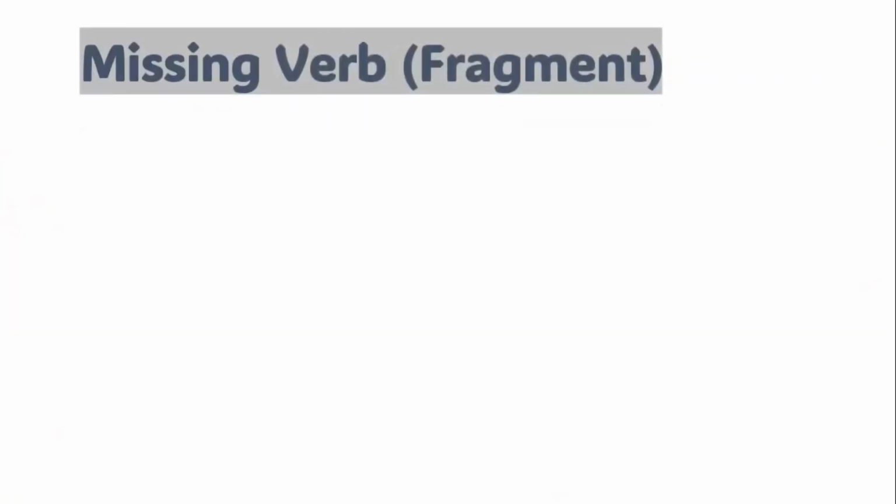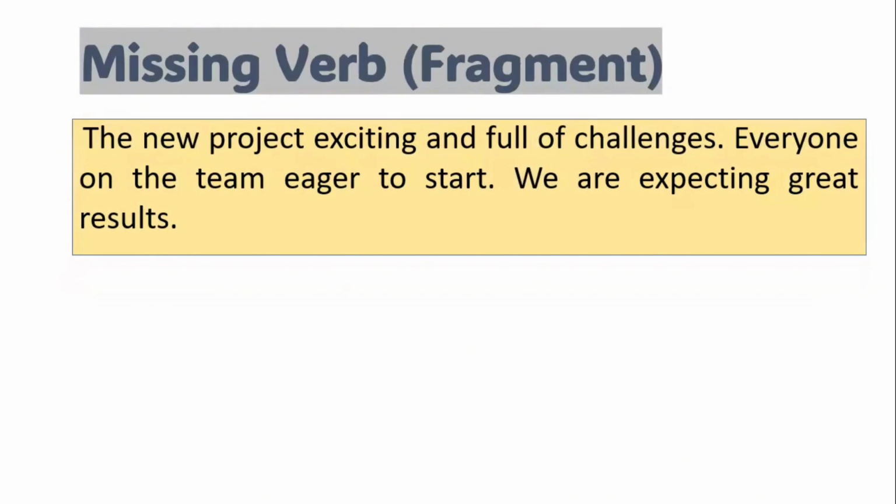Another reason is the missing verb, okay? When there is no verb, again, this is a big problem because in English sentences, we should have a verb in each sentence. When we say the new project exciting and full of challenges, where is the verb here? There's no verb. Everyone on the team eager to start. Again, there is no verb. We are expecting great results. In this one, we have a verb. So what is wrong here is that we have a missing verb here and here.